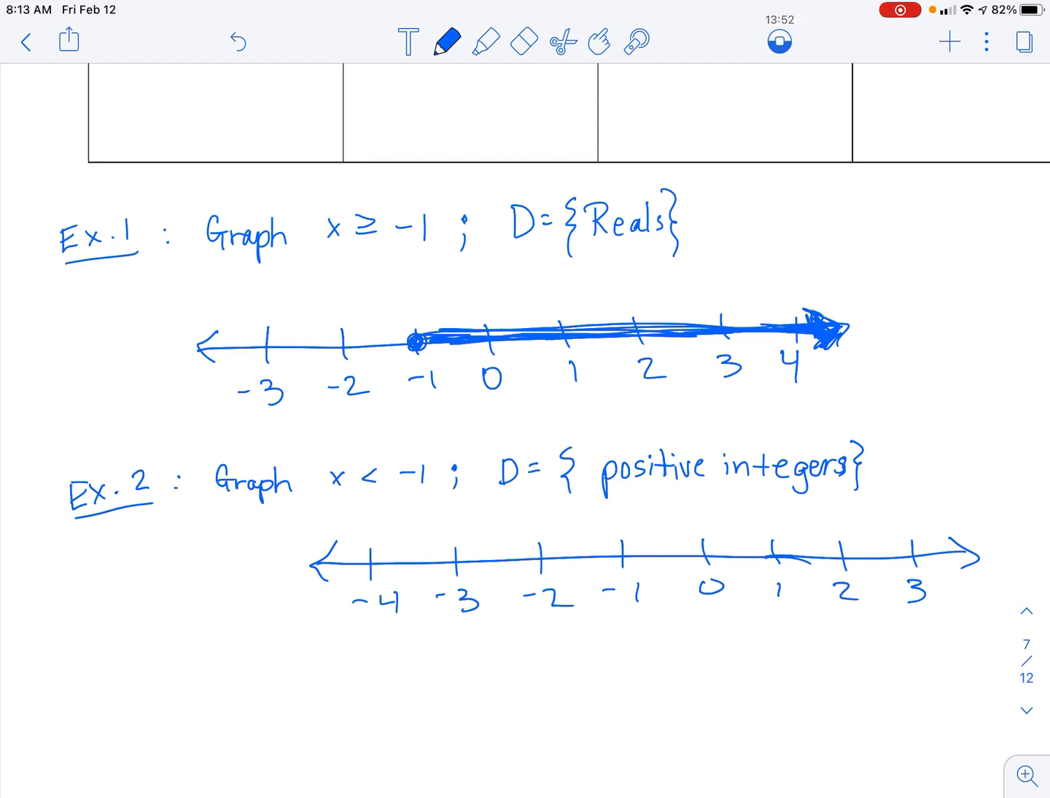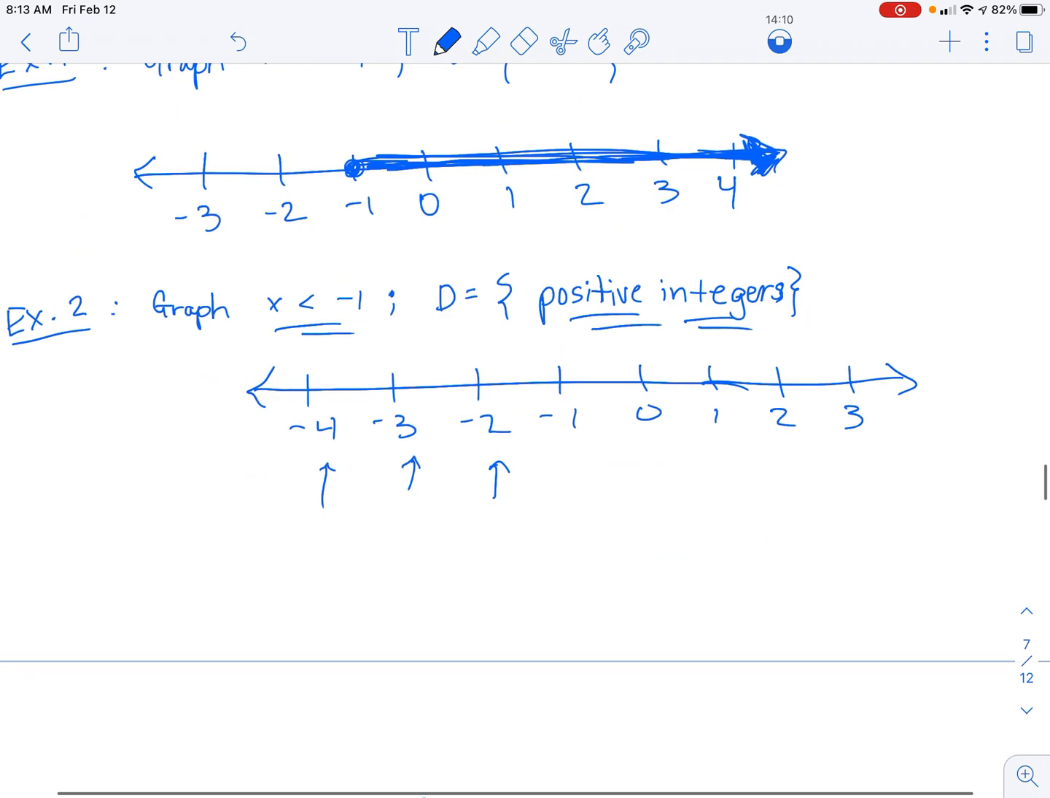Oh my goodness, now wait a minute. So if x is less than -1, it doesn't include -1, but it would include all of these guys, right? However, we're told that the domain is restricted to positive integers. So this doesn't actually help us graph any positive integers.